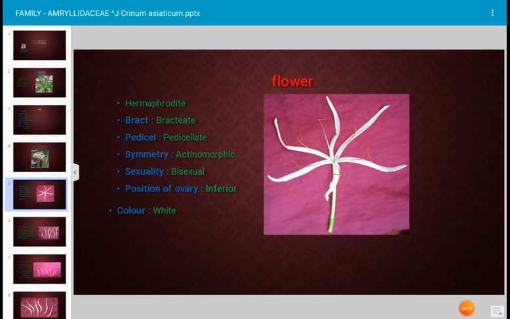Flower has a stalk-like structure, that is, a stalk is present to the flower. That means pedicel is present. The stalk of the flower is known as pedicel, and if the pedicel is present, it is described as a pedicellate flower, okay. It is a symmetrical flower, that is, an actinomorphic flower, and the position of the ovary is inferior because the floral parts originate from the top of the ovary. Hence the position of the ovary is inferior. Color of the flower is off white or milky white, a beautiful white.